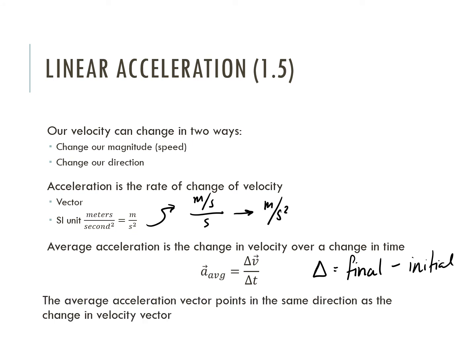So the average acceleration vector is going to point in the same direction as the change in velocity vector. Because again, in this equation, we're assuming that our change in time is positive because we started at time equal to 0 and we've gone to, let's say, time equal to 10 seconds. Final, 10, minus initial, 0, is a positive number. That's going to result in acceleration pointing in the same direction as our change in velocity.